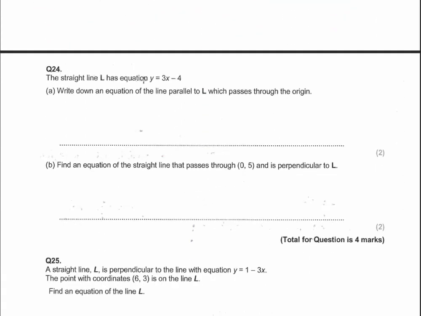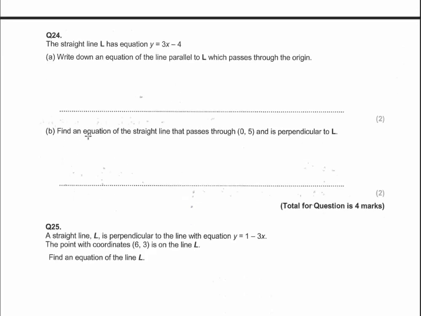The straight line has equation y = 3x - 4. Write down an equation of the line parallel, so it'll have the same steepness, the same gradient as this line, that passes through the origin. Now, remember, this value is where it crosses the y-axis. What would be the value at the y-axis at the origin? What does origin mean?